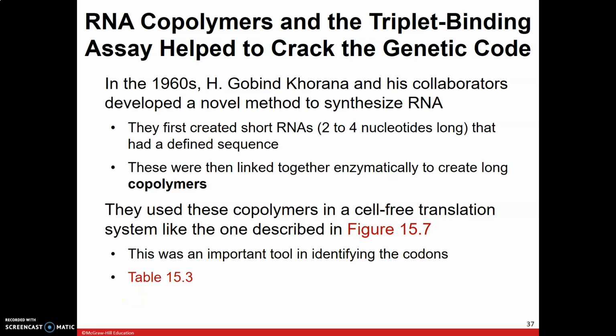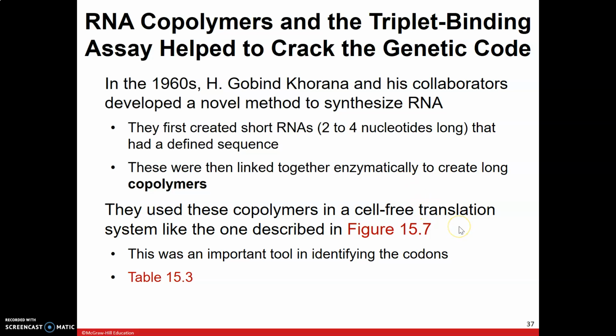All right, well, to extend that particular experiment, the Khorana lab, along with collaborators, came up with a more distinct method of synthesizing small pieces of RNA. Those pieces of RNA were 2 to 4 nucleotides long, and they linked them together using an enzyme to make copolymers. Don't worry about the name of the enzyme. What you just need to know is that you had these pieces of RNA.